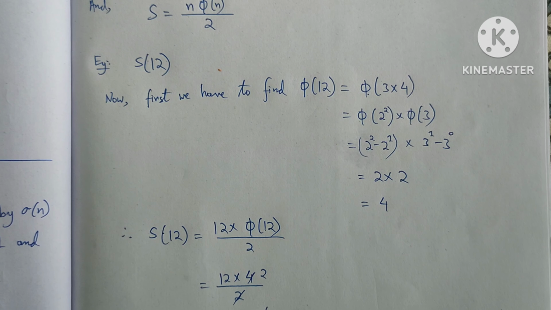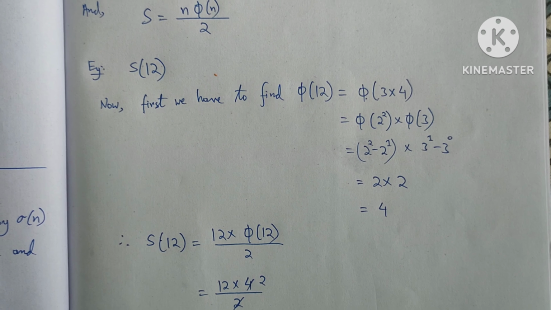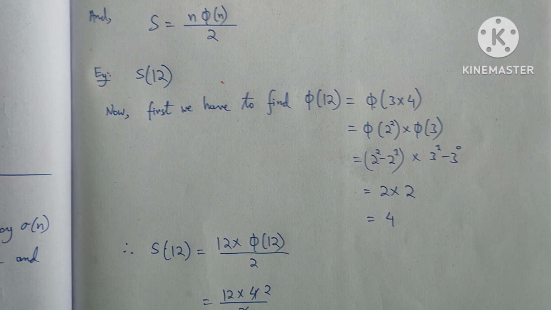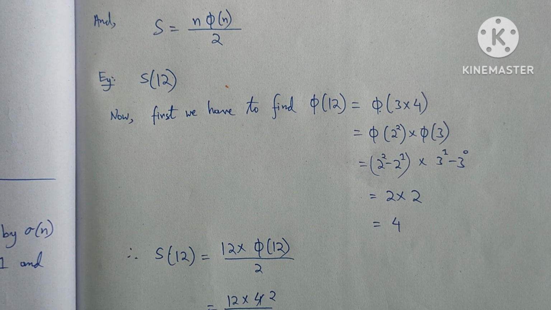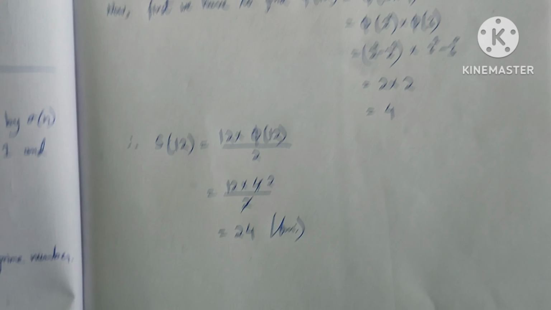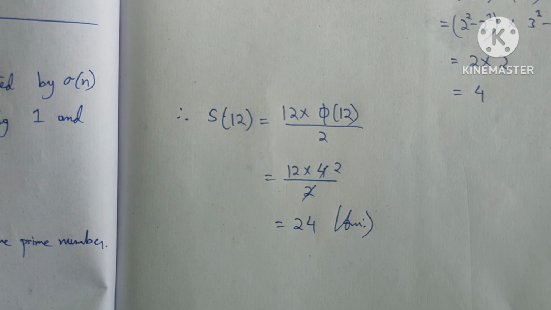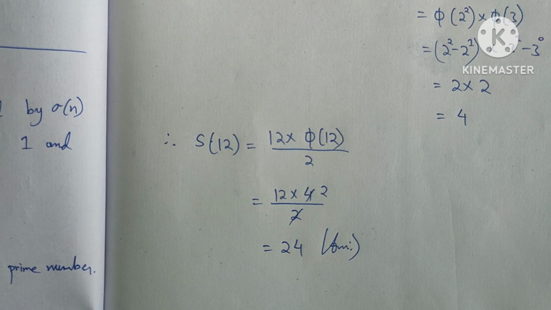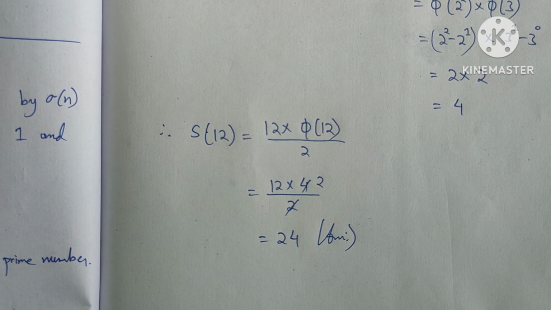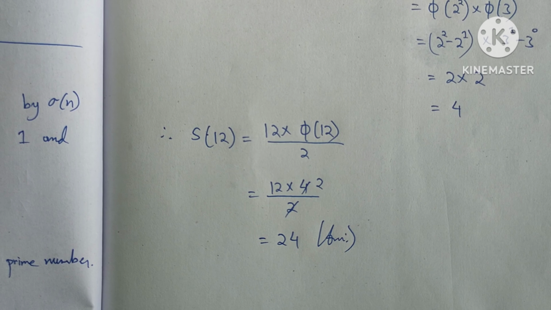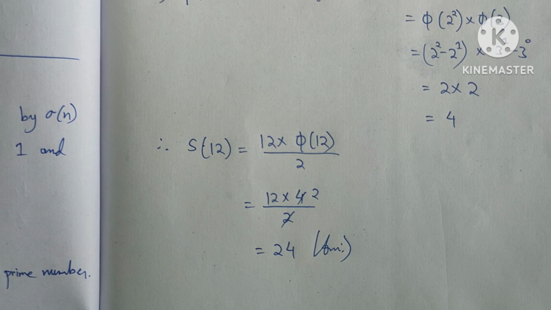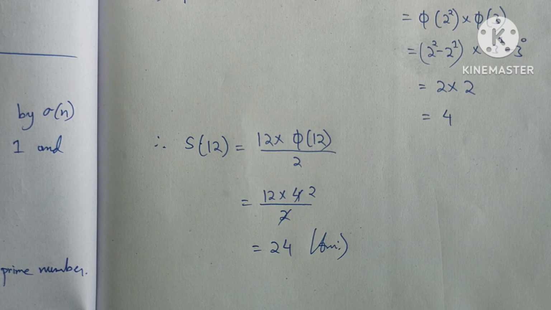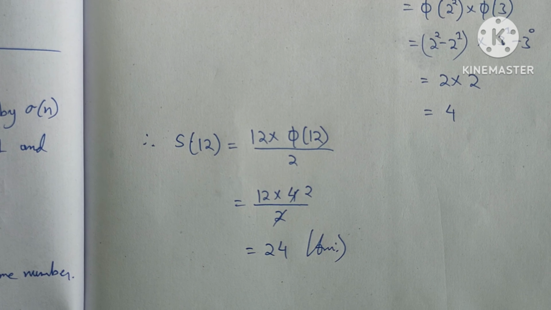I'm also just repeating that first we have to find the value of phi 12, which is 4, and then we put it in the formula of the sum of relative prime numbers. So for n equals 12, we get the value 24. Therefore the sum of relative prime numbers of 12 is 24.